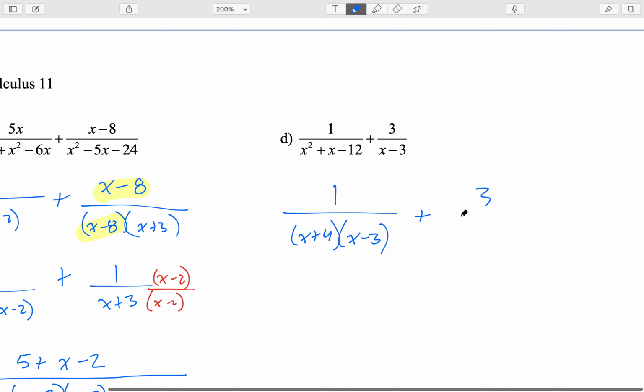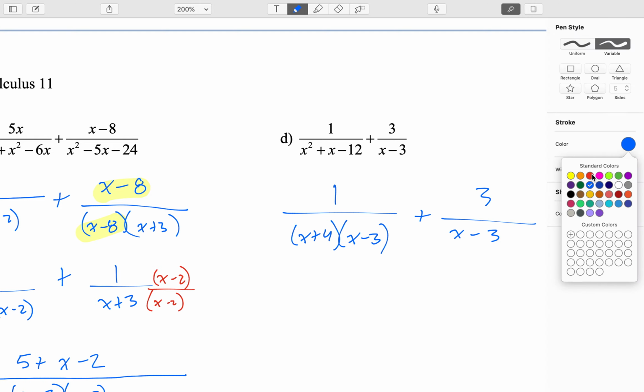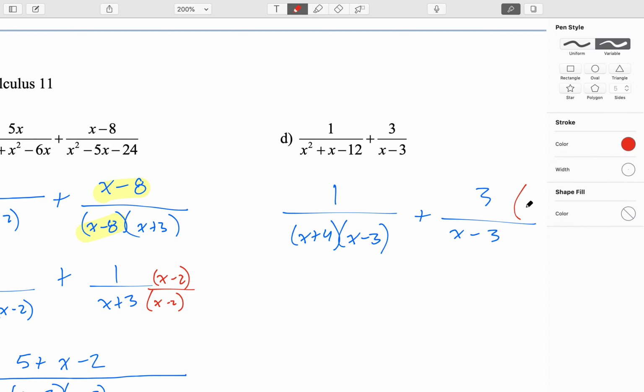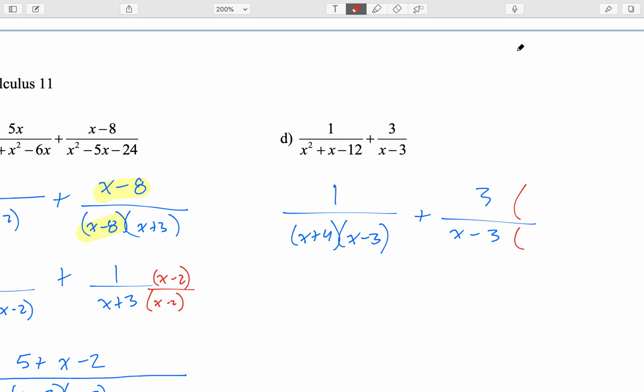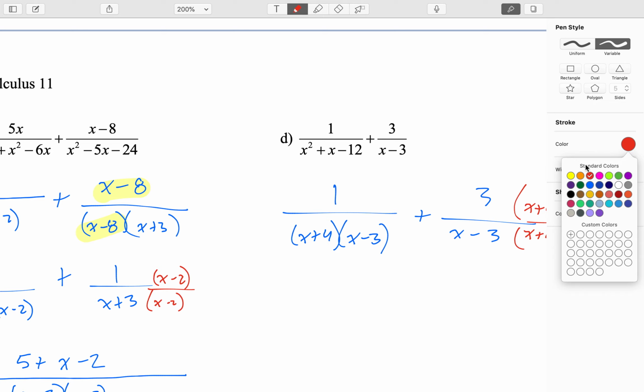And over here I've got 3 over x minus 3. See, the x minus 3 is already common. X plus 4, that's what I need to put in. So let's put in an x plus 4. So I'm going to multiply the right-hand side over here, both top and bottom, by x plus 4. Okay, so when I do that, now I have a common denominator.